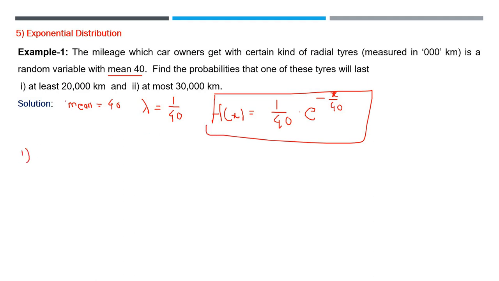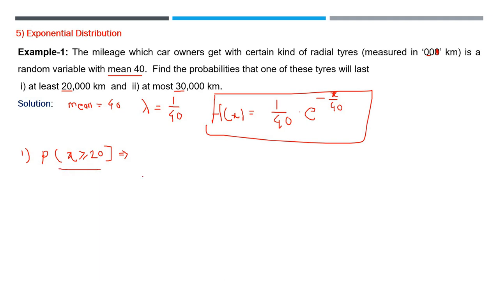Now we will take the first case, at least 20,000 kilometers. Okay, so at least means what? It is greater than or equal to 20,000. All things we are taking in terms of thousands of kilometers, so the x value is equal to 20. Because the value would become very large otherwise. So x is greater than or equal to 20.